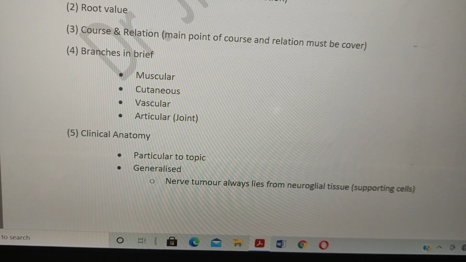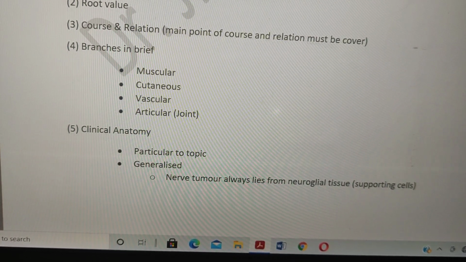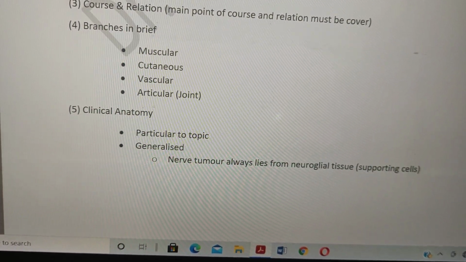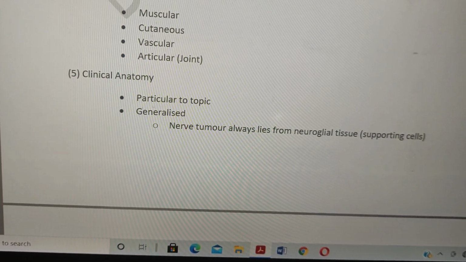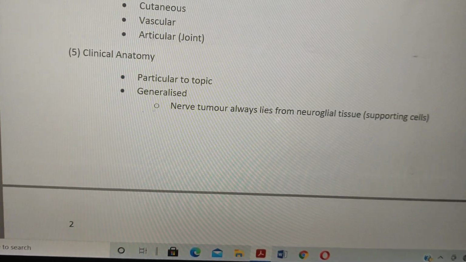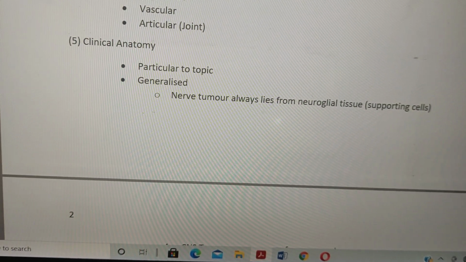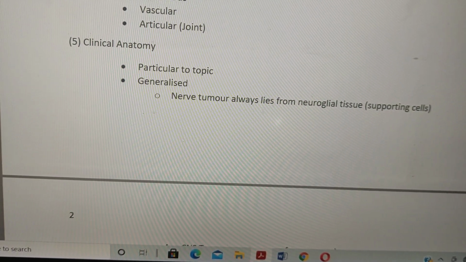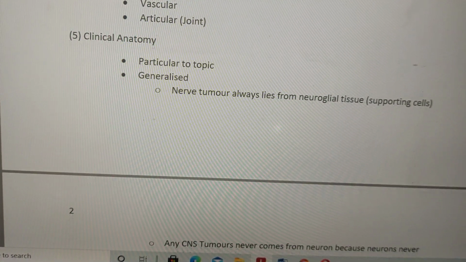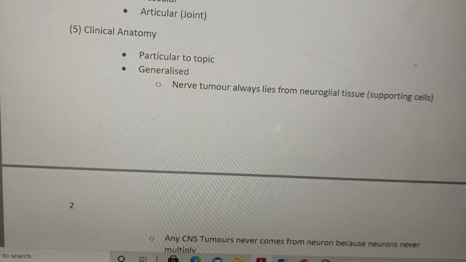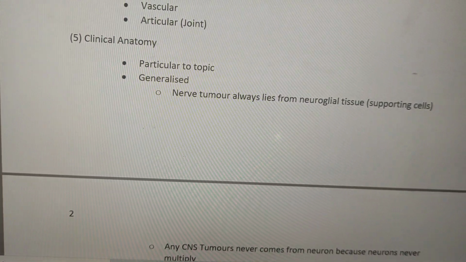If it supplies the muscles, they are muscular branches; if it supplies the skin, they are called cutaneous. If it supplies the blood vessels, they are called vascular. If it supplies the joint, they are called articular branches. So in this heading, you have to write down the branches of the nerve. And the clinical anatomy particular to the topic, the nerve you should write.